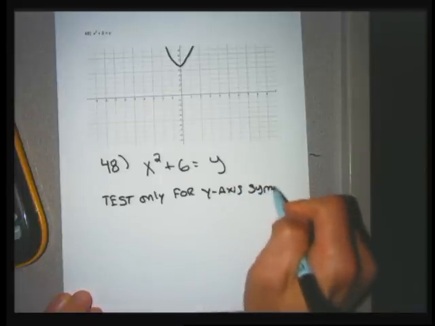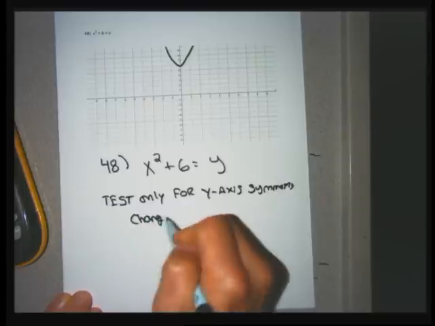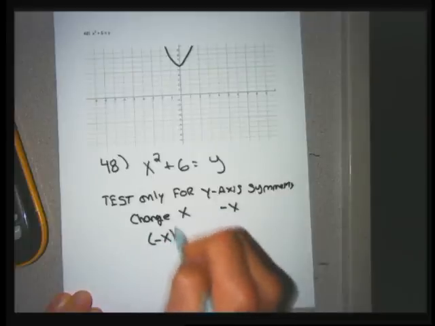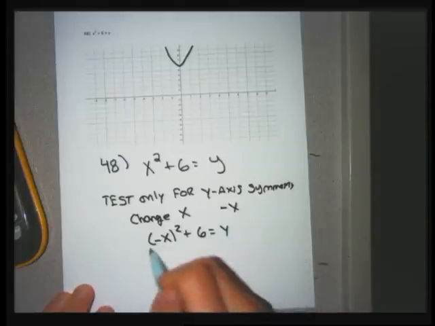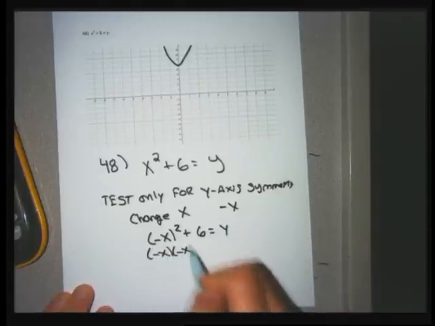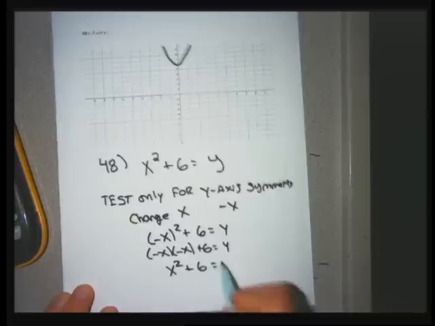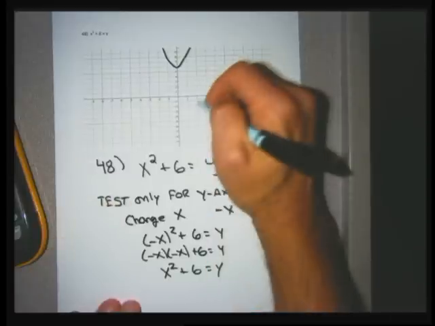And the test for y-axis symmetry is I change the x to negative x. So I'm going to go negative x squared plus 6 equals y. Negative x squared is negative x times negative x. On the left-hand side, the two negatives multiply to be a positive. Two x's multiply out to be x squared. Because I was able to change the x to negative x and it simplified exactly to the original problem, my guess is going to be correct.